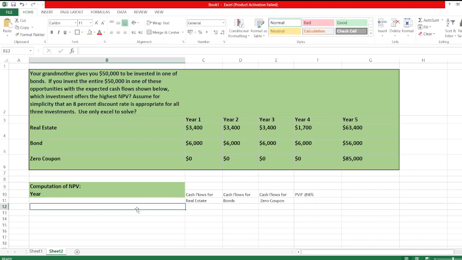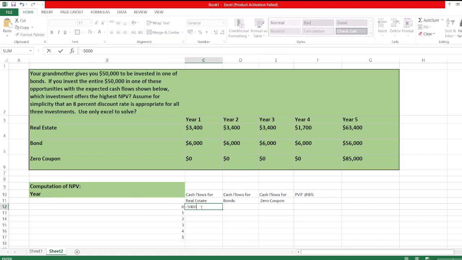So let's start with year zero, then 1, 2, 3, 4, 5. Cash flows for real estate: minus 50,000, which is an initial investment for year 0. For year 1, 3,400, and this is the same from 1 to 3 years. Then year 4, 1,700, and for the 5th year, 63,400.